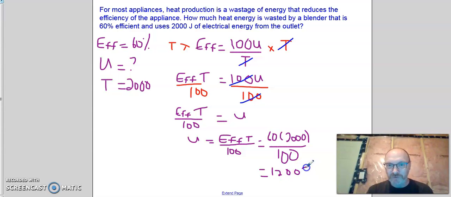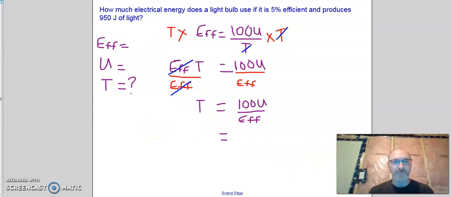So there are 1,200 joules of energy that are actually used to power the motor, when 2,000 joules of energy are coming into the device. Okay, and let's jump to the next question.